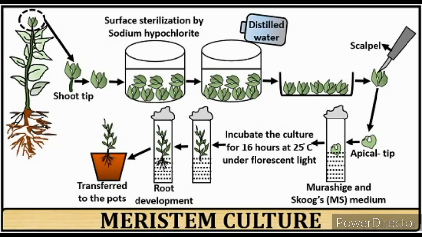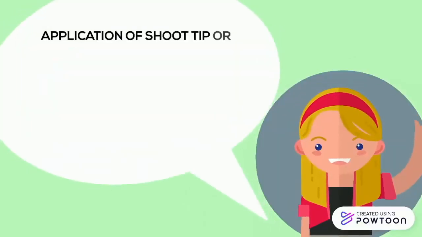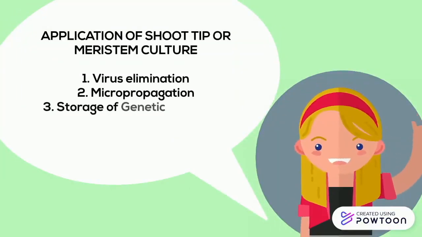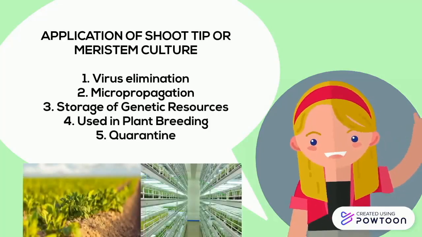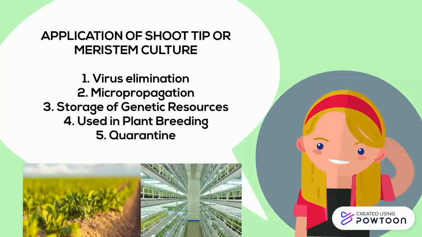Then incubate the culture under 16 hours light at 25 degrees Celsius. After the development of single or multiple shoots, transfer it to the hormone-free medium for root development. Then, transfer the plants to pots containing compost and keep them under greenhouse conditions for hardening. The applications of shoot tip or meristem culture are virus elimination, micropropagation, storage of genetic resources, use in plant breeding, and quarantine.